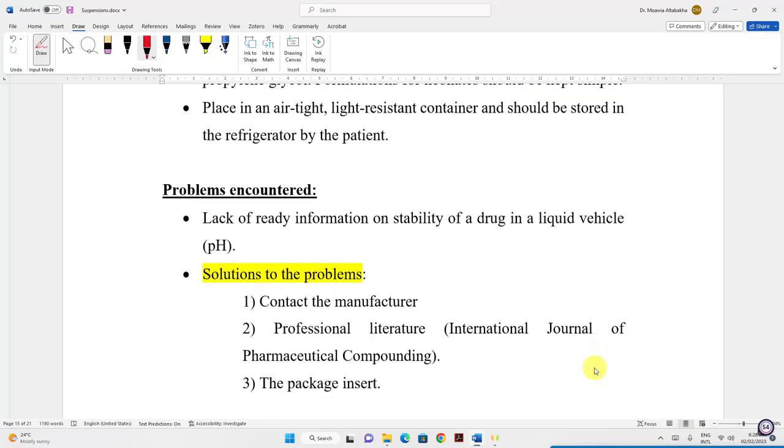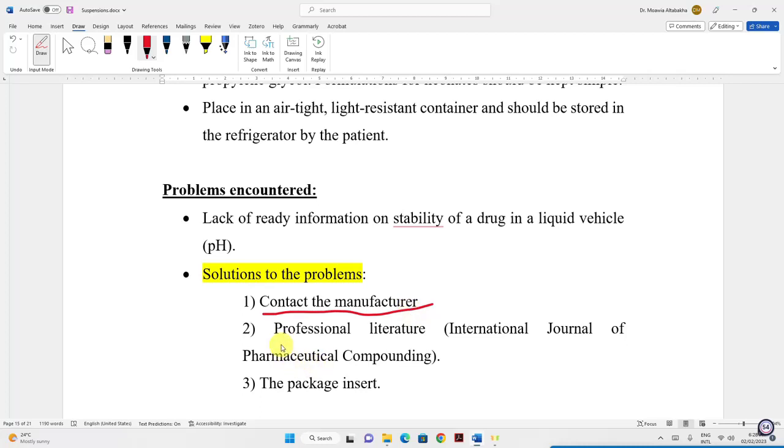So one thing you can do is contact the manufacturer or its representative in the country. For example, here in UAE, we have offices for almost all international manufacturers. So you can contact them and ask them, I want to take your medication and prepare a suspension. Do you have any literature, any information on how to do it? What is the expiry date?